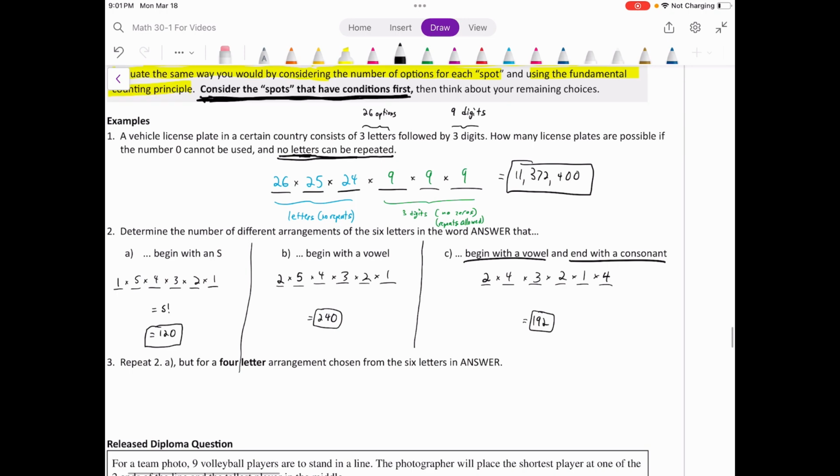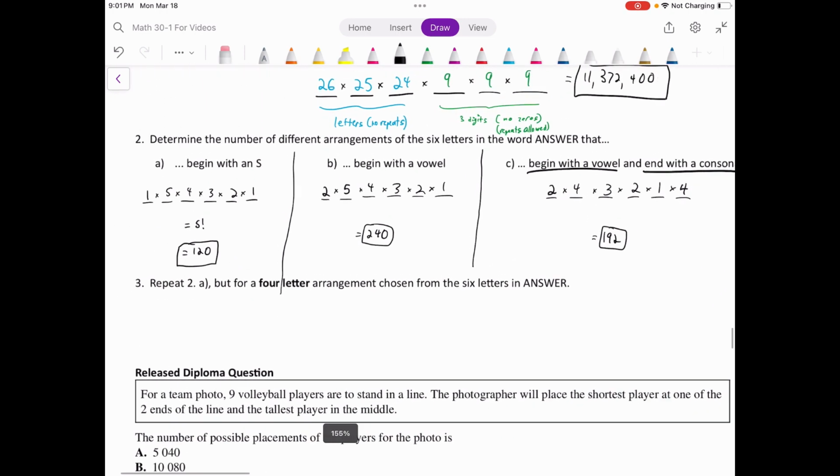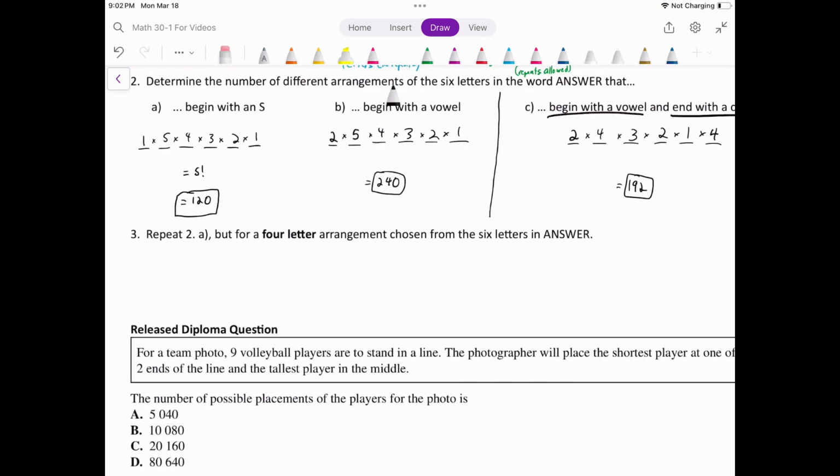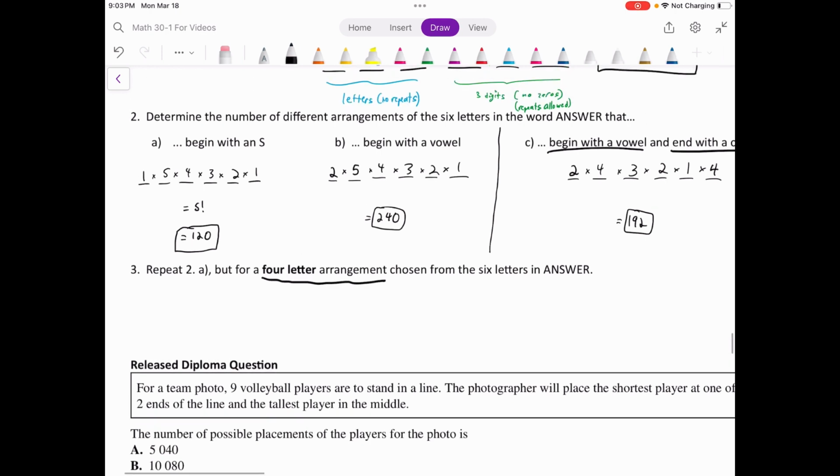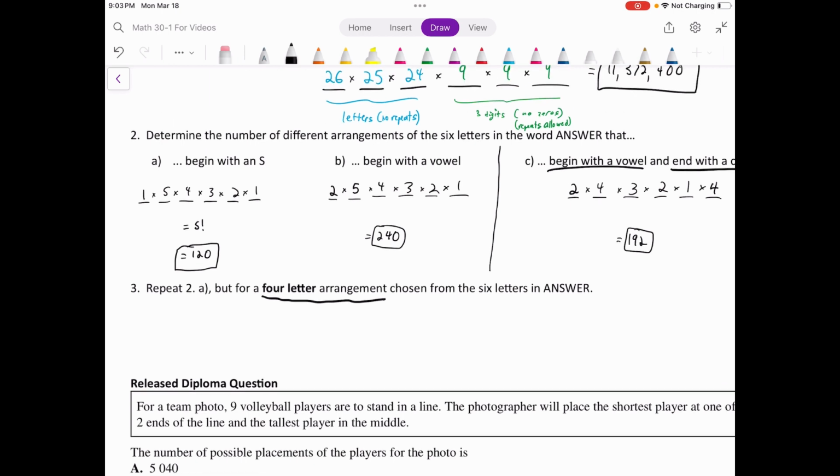All right, let's try this one, which is revisiting 2A with a twist. So this one says repeat 2A, but for a 4-letter arrangement chosen from the 6 letters in answer. So be careful about that distinction there, right? We're not going to be arranging all 6 letters now. We're going to pick 4 of them and arrange just those 4. So we can choose any 4, okay, but we're not choosing all 6.